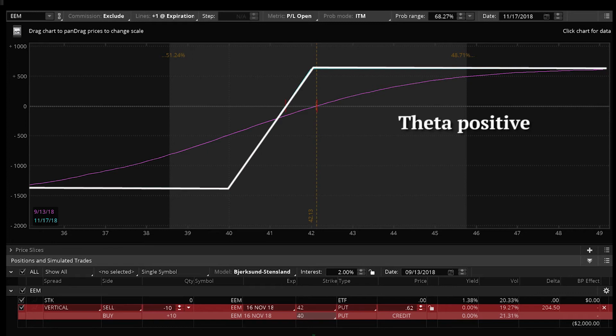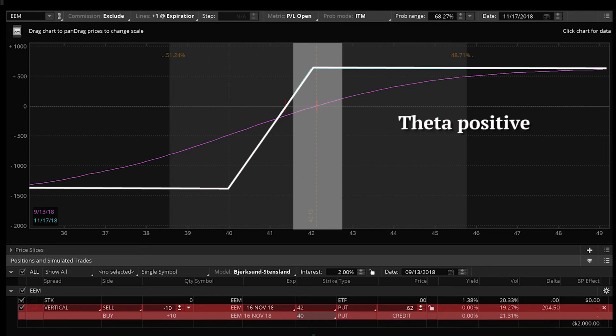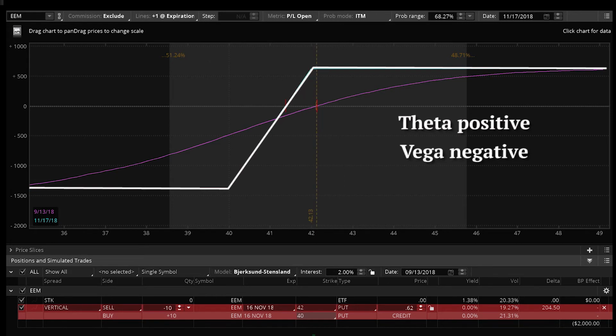The bull put spread is theta positive early on in the life cycle, so if nothing happens and the underlying just hangs out in this area, we will slowly earn a profit. It's also Vega negative, so if volatility comes in a little, which I believe is the more likely scenario over the next few weeks, we will profit from that as well.